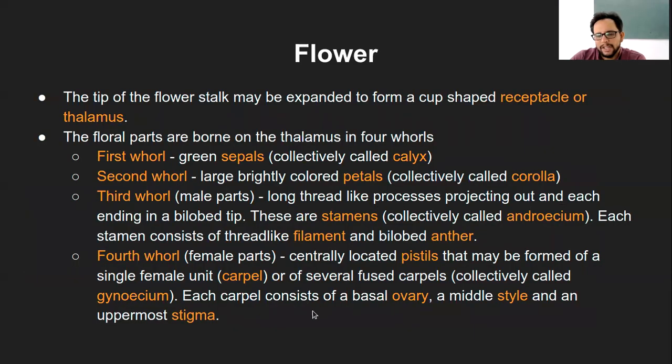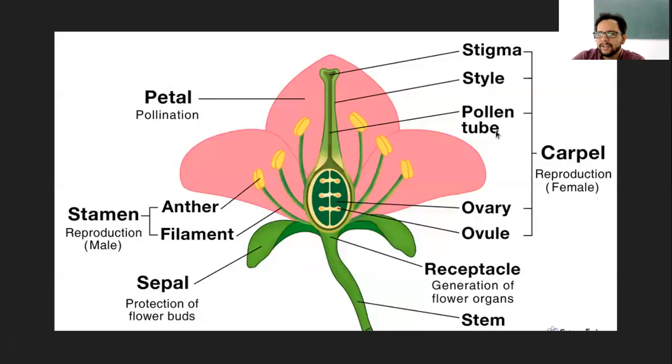Each carpel consists of a basal ovary. Basal refers to at the base, or the bottommost part of the flower. So at the base it will be the ovary, in the middle there will be the style, and at the uppermost part will be the stigma. And we will individually see how this looks later in this chapter.